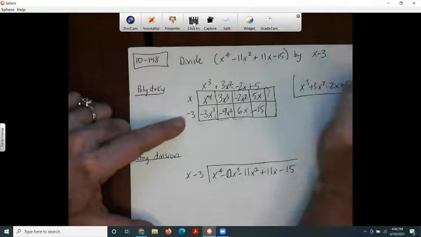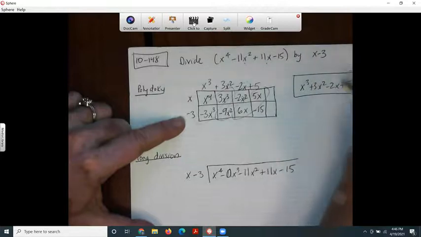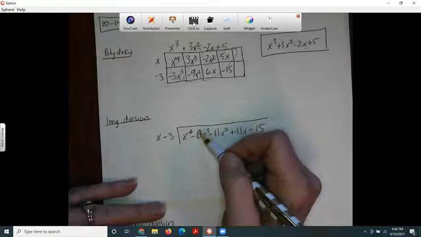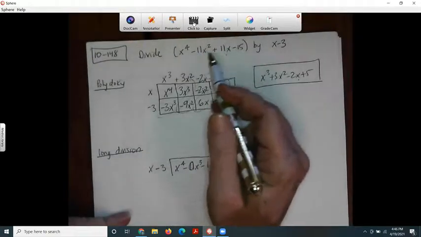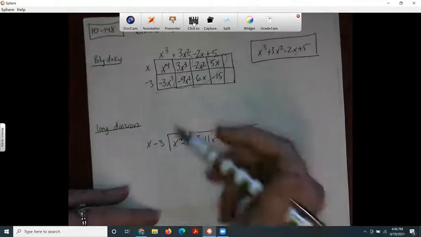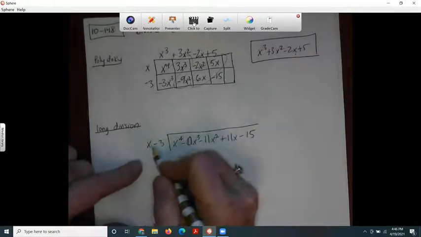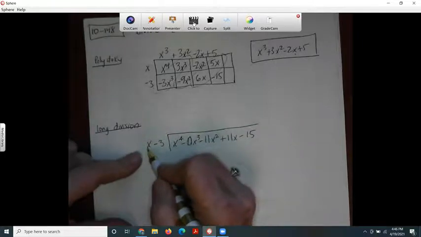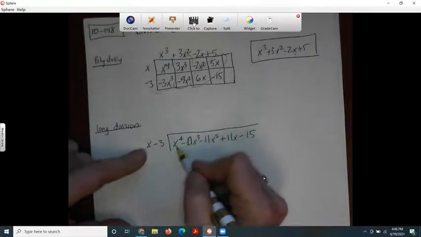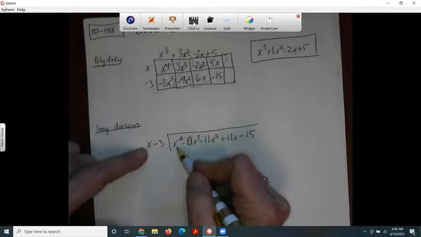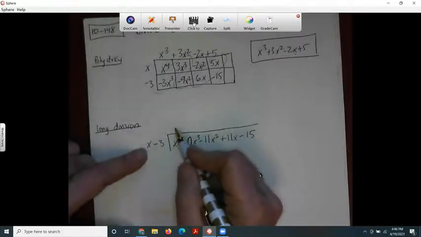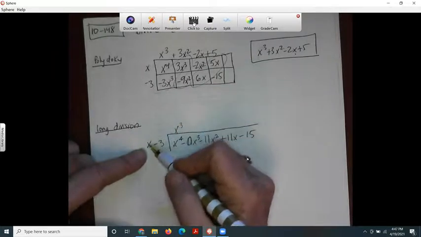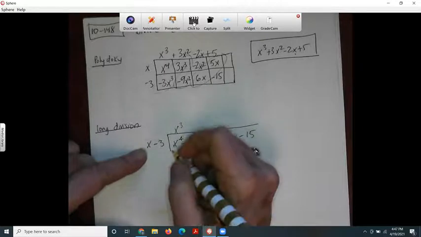Now let's do it again. This is called long division. I put in a 0x cubed because I don't have an x cubed term. So the way that you do it with long division is you ask yourself, like when we were little kids and we learned how to do long division, x goes into x to the 4th how many times? And then you'd say, well, x times what equals x to the 4th? That would be x cubed. And then you multiply x times x cubed, and you write it down there. And then you multiply negative 3 times x cubed.